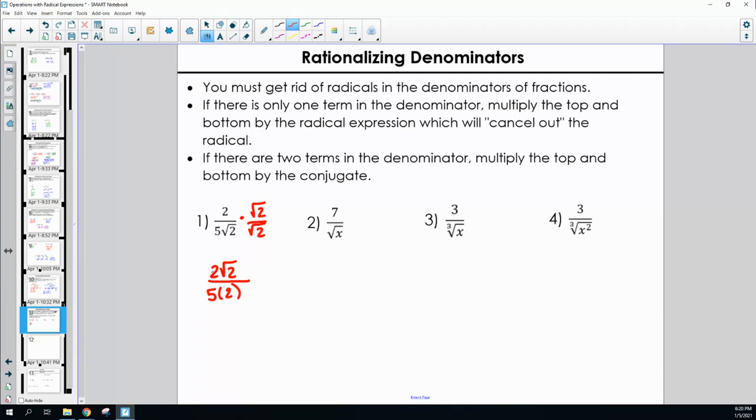And what I can do now is simplify. These 2's will cancel out. So I have square root of 2 over 5. Okay, so these are equivalent. It's just that we don't want to have the square root in the bottom.